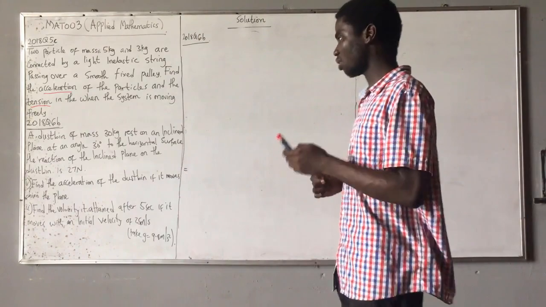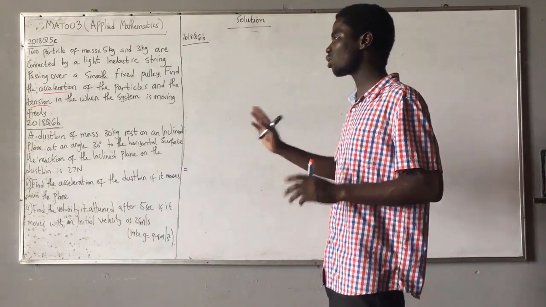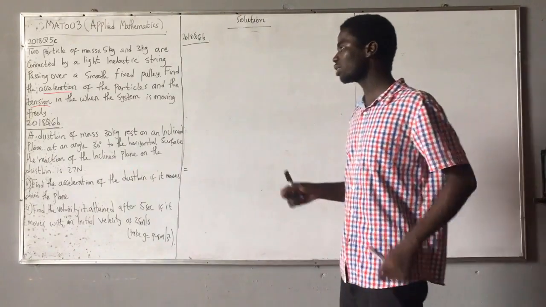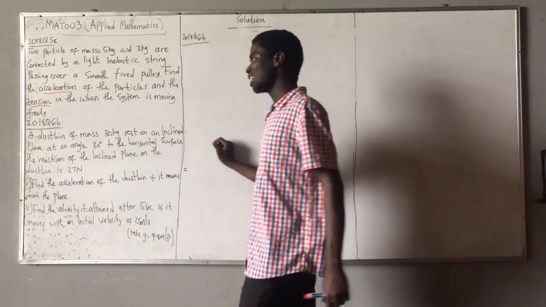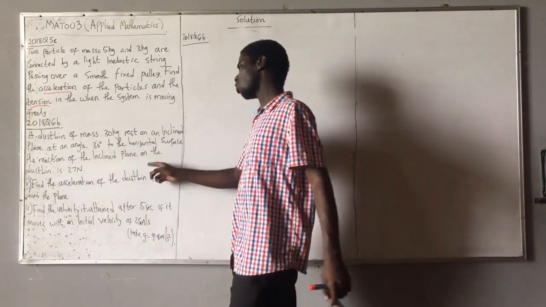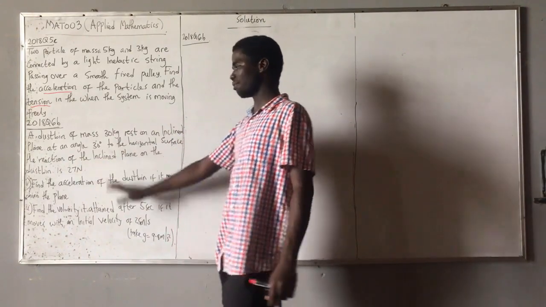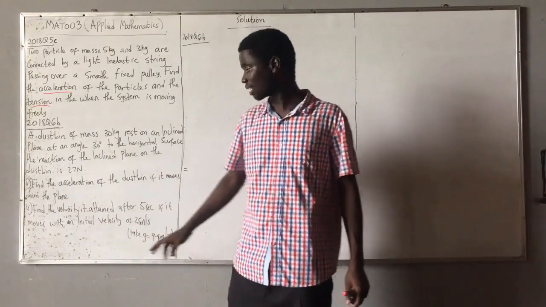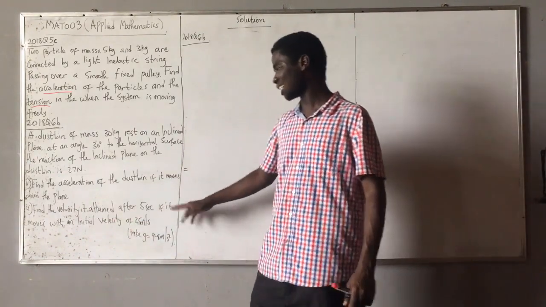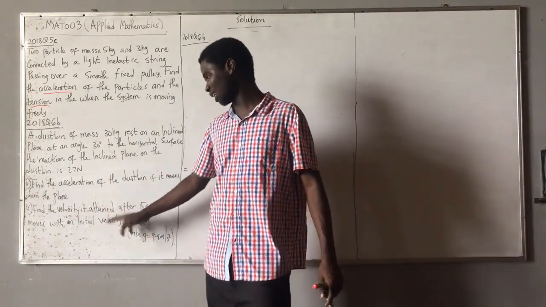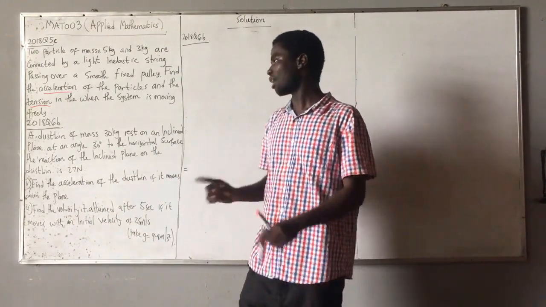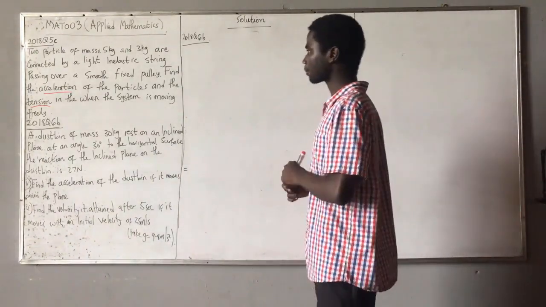A dustbin of mass 30 kg rests on an inclined plane of an angle 30 degrees to the horizontal surface. The reaction of the inclined plane on the dustbin is 27 Newton. Find the acceleration of the dustbin if it moves down the plane. Then number 2, find the velocity attained after 5 seconds if it moves with an initial velocity of 25 meters per second.